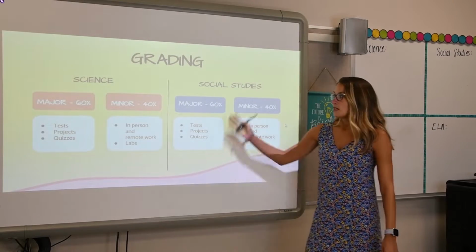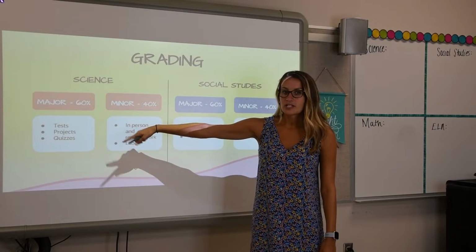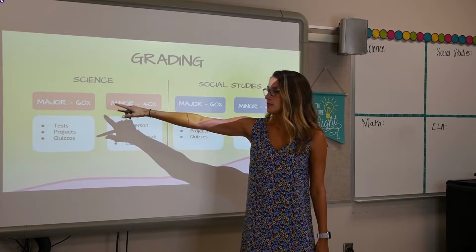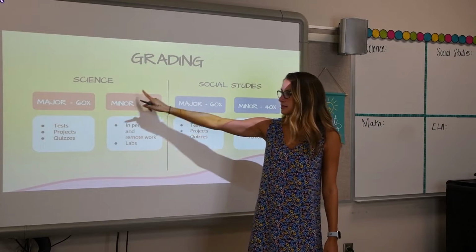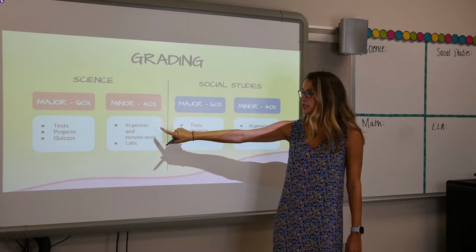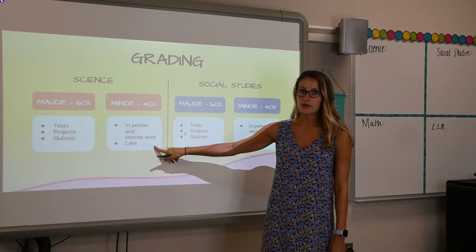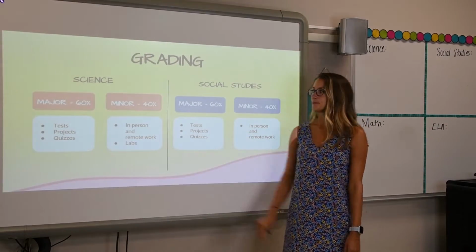Grading this year. Each subject is going to be divided into 2 categories, major and minor. In science, part of your major grade is 60% will be tests, projects, and quizzes. Minor, 40%, will be all in-person and remote work and labs. Social studies is the same, just without the labs.